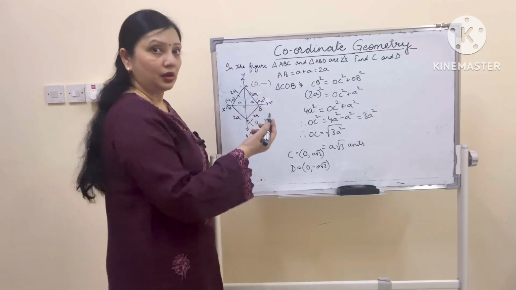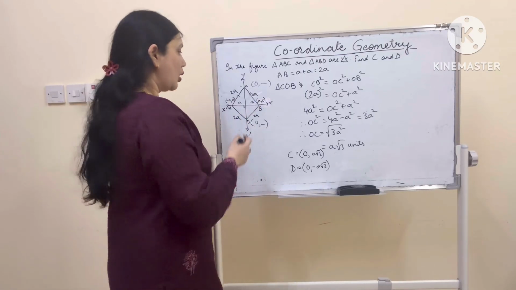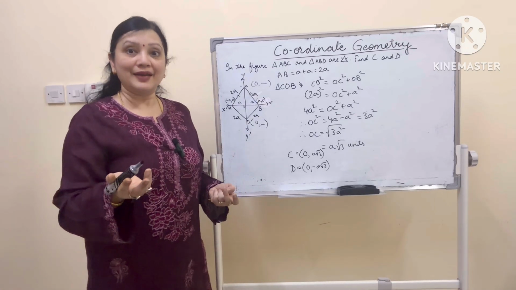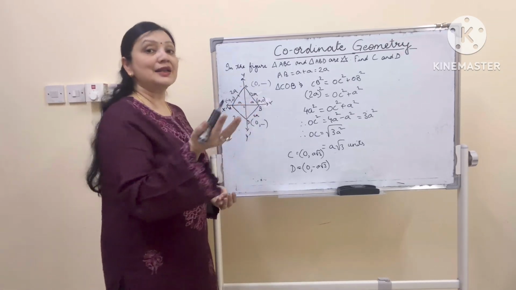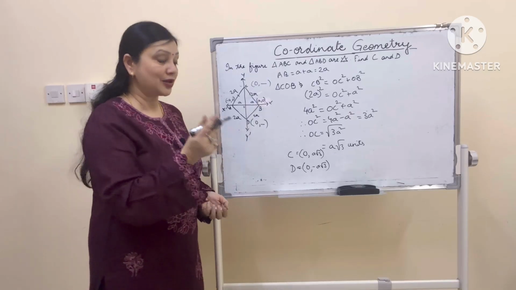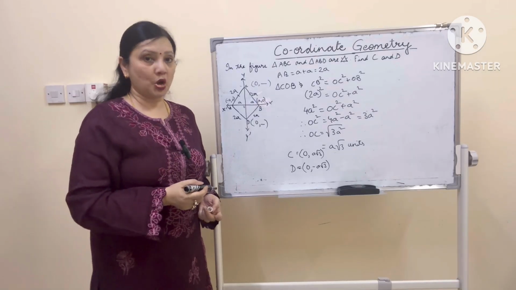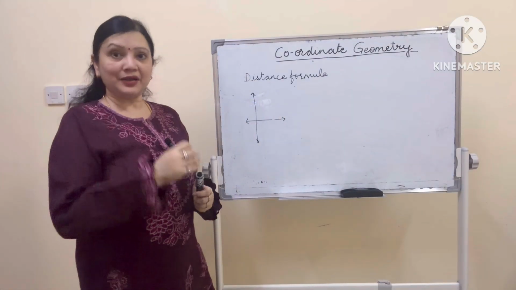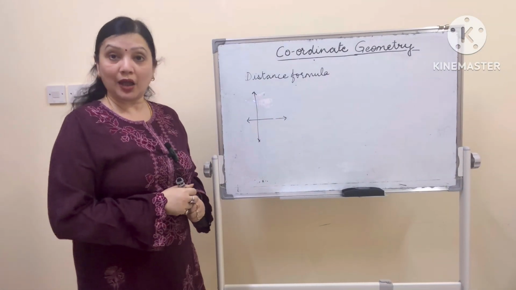What is OB? It is x2 minus x1. And what is OC? It is y2 minus y1. Isn't it? So, this same thing is the distance formula. Now, when I write it, you will immediately get a sense of it. Okay, let's write it down. So children, let's write down the distance formula now.